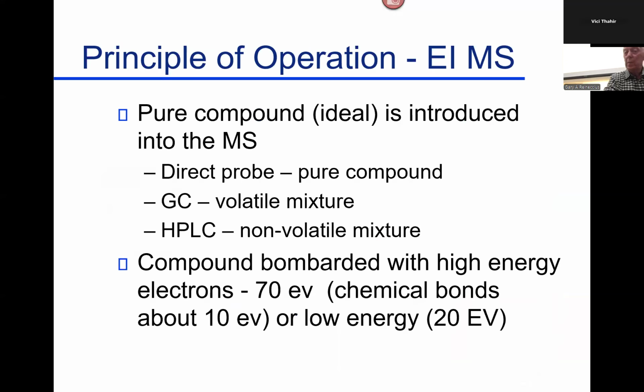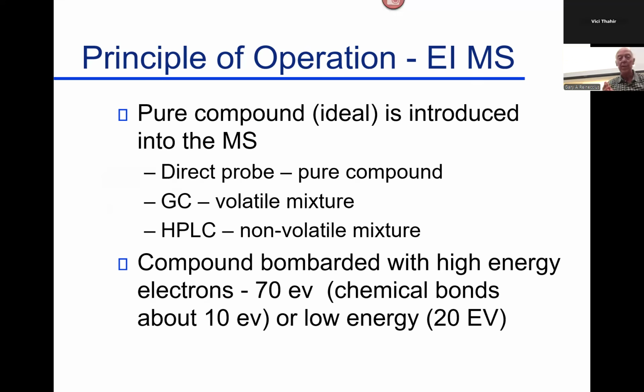So, principle of operation: a pure compound is introduced to the mass spectrometer. That can be a little microgram or milligram of material put on the end of a probe. That probe can be put down into the instrument and bombarded with energy, blown into bits, and separated. Direct probe, we don't tend to do that much anymore. If we were doing something very specific and wanted to look at just one thing, we might do it, but we don't typically use the direct probe. That's only for pure compounds.